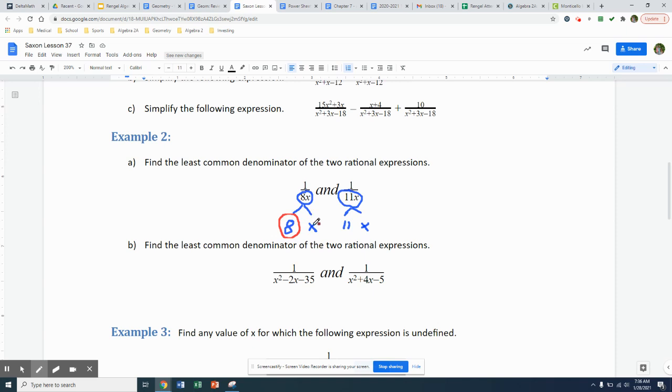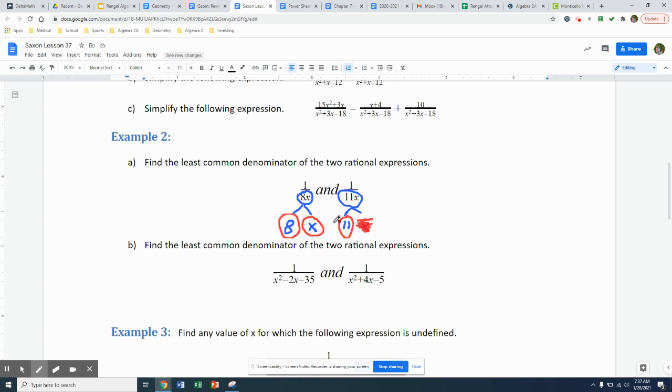Then I look, I have an x. So I look, is there any other x's? And there is. If you ever have two of the exact same thing, we only need to take one of those to build our LCM. So 8 and x are going to be part of our LCM. And then lastly, I have an 11. So an 11 is different.